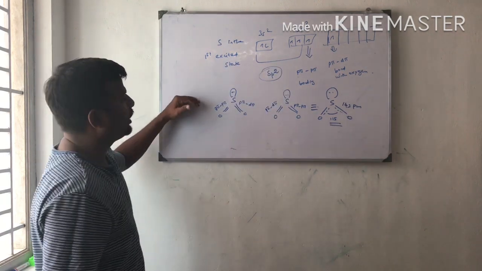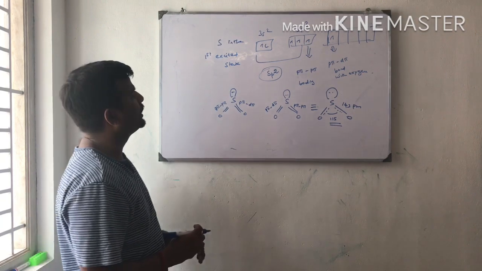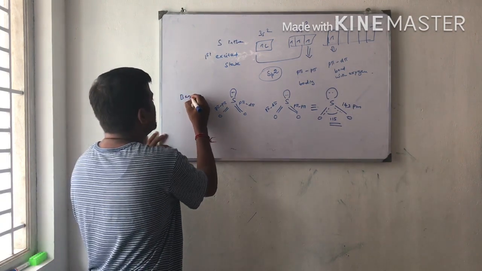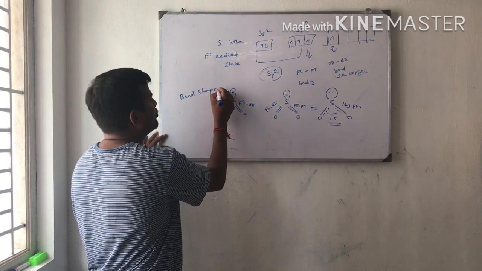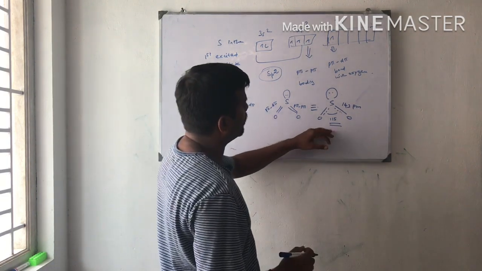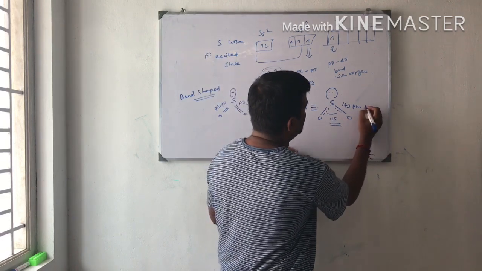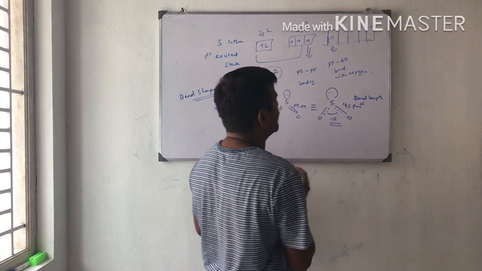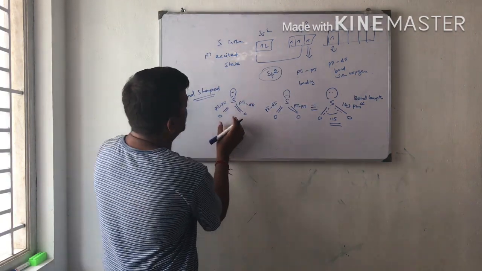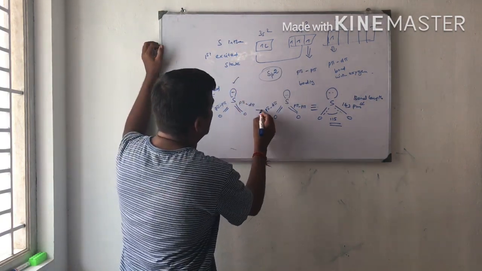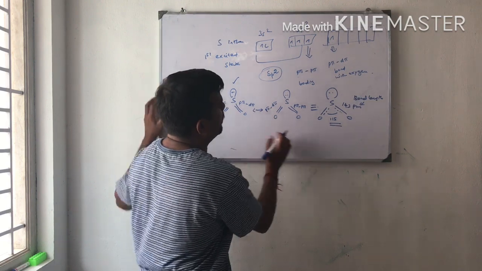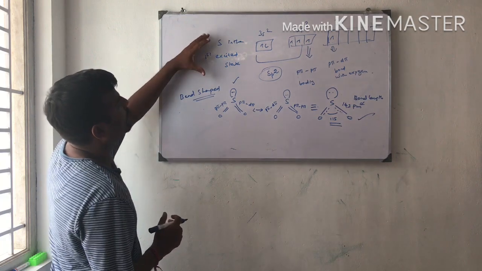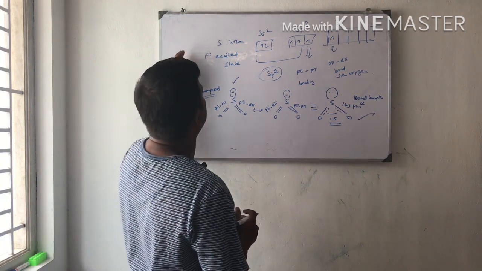I am just drawing the example of sulfur dioxide. This is sp2 hybridized. It is bent shaped, and the bond angle is 119 degrees. Bond length is 143 picometer. This is p-pi d-pi. This is one canonical structure, this is another structure. Both combined to form this structure. And this is the orbital diagram explanation.